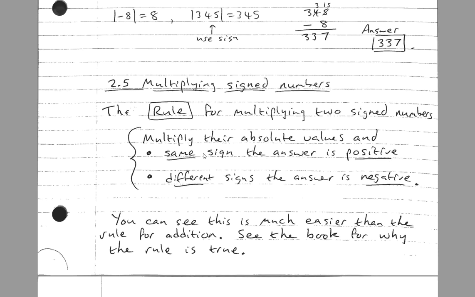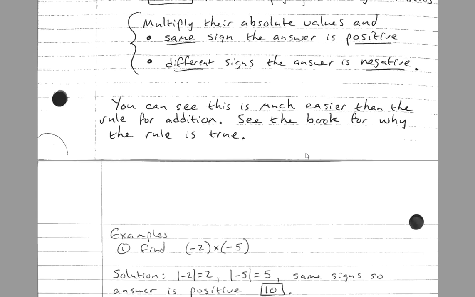Okay, so in the first example, we had two numbers with the same sign. The answer was positive. In the second example, two numbers with different signs, so the answer is negative. And you're always kind of ignoring the signs, multiplying the positive parts of the two numbers together.